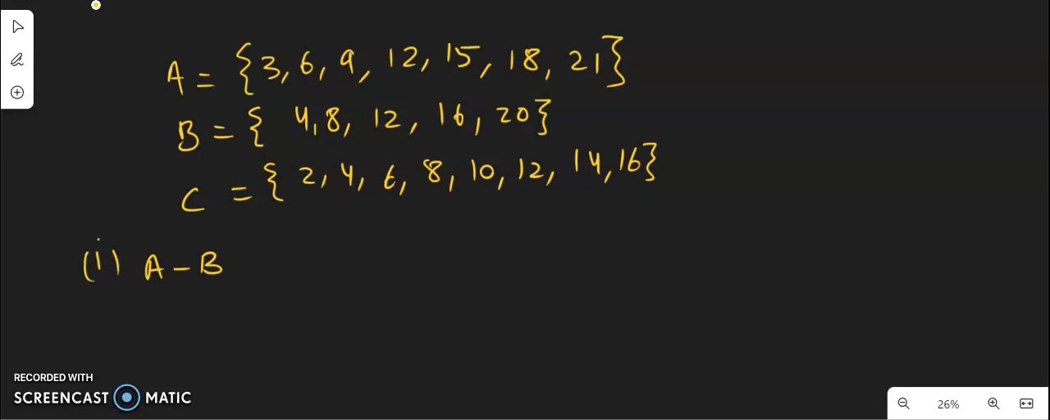Now, how do you find A difference B? Let me give you a little idea about it. A difference B is X such that X belongs to A and X does not belong to B.